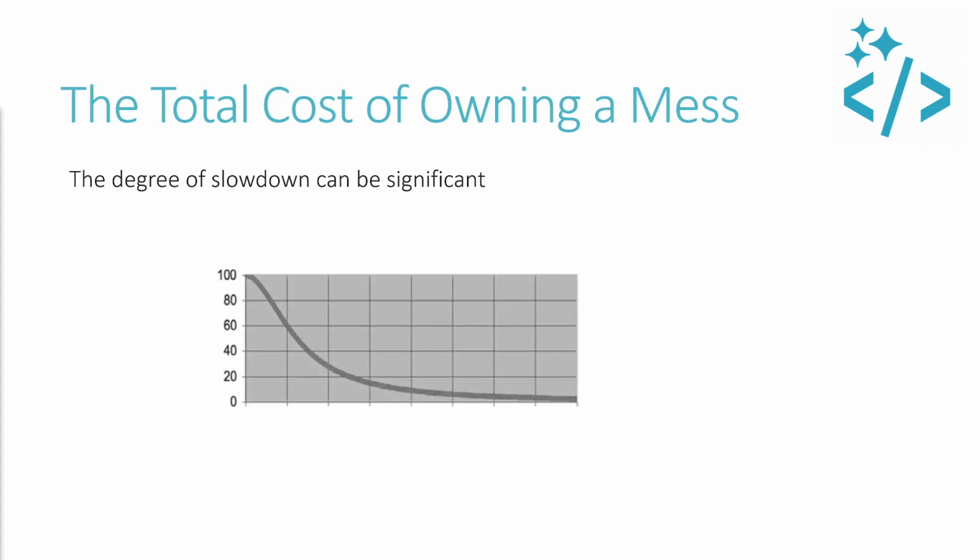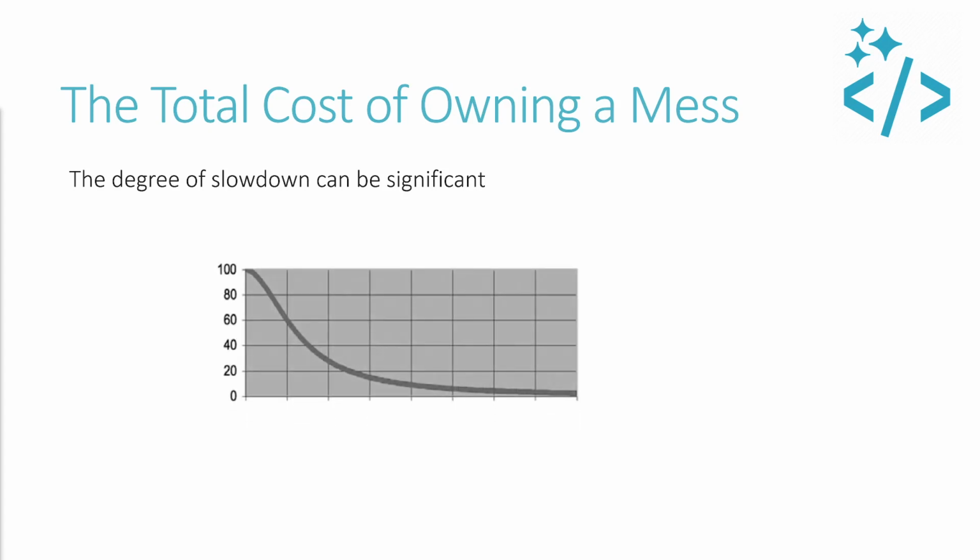Let's see, for example, we have here a diagram. We see the slowdown, which is caused by bad code. At the beginning, we have the productivity. When we start, the productivity is very high, so we have 100%. So we implement code and do some features. And in time, if we start writing bad code, the productivity is decreasing down to 0.